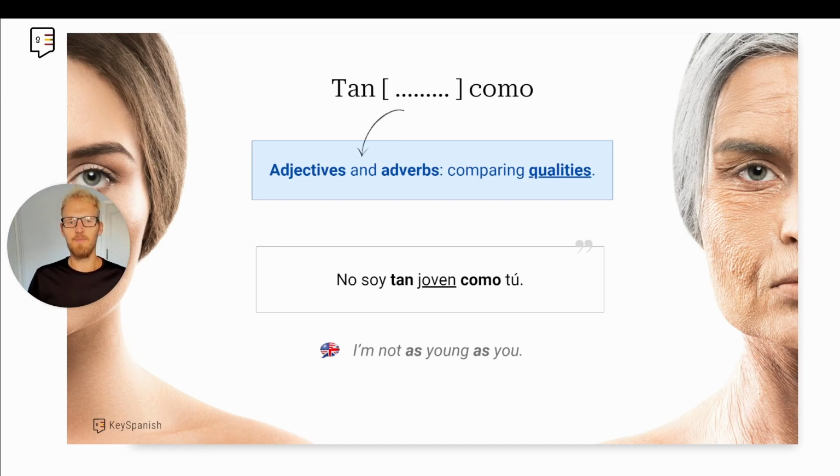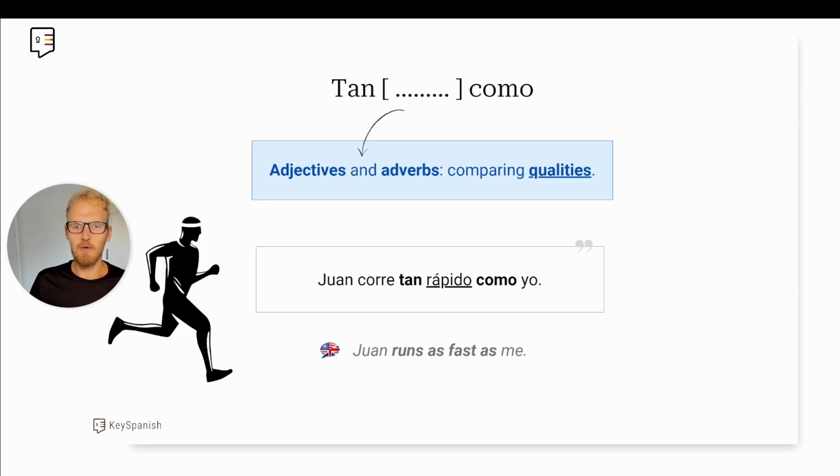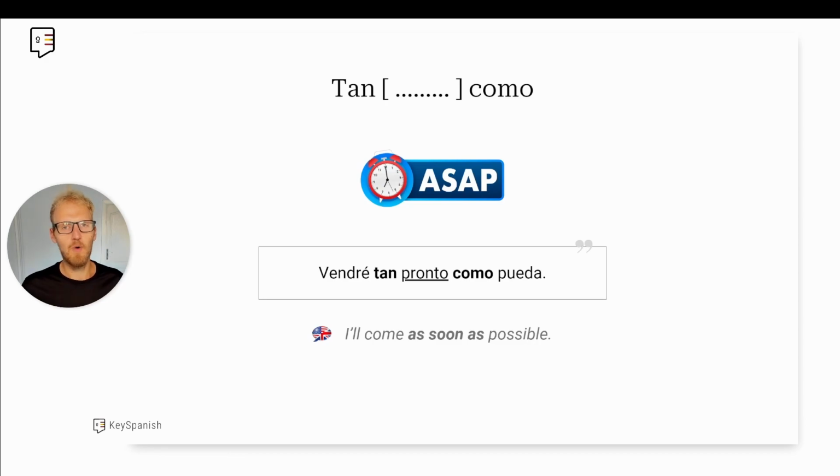Let's see an example. No soy tan joven como tú. I'm not as young as you. Joven is an adjective, again, it's a quality, and this person does not have this quality in the same amount as the other. No soy tan joven como tú. If, however, we have an adverb like rápido, fast, Juan corre tan rápido como yo. Juan runs as fast as me. So, straightforward, right? Just comparing qualities. You can say that something is as fast as something else or is not as young as something else. So with tan como, comparing qualities.